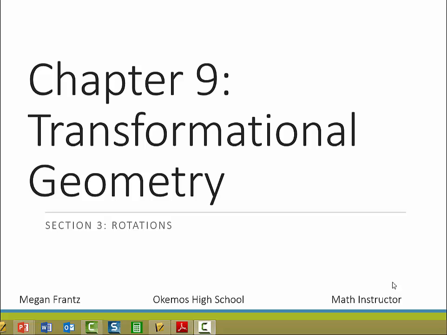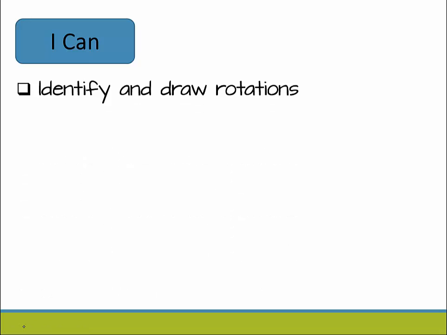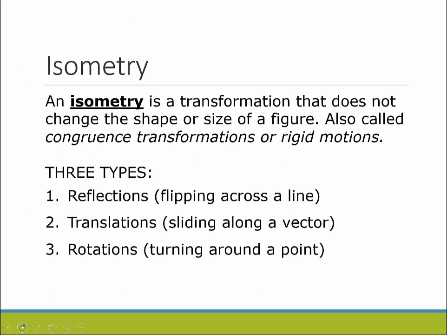Section 3 in Chapter 9 is about rotations. By the end of this lesson, you should be able to identify and draw some rotations. Remember, an isometry is a transformation that doesn't change the size or shape, so everything that we're going to draw is going to be congruent to its pre-image.